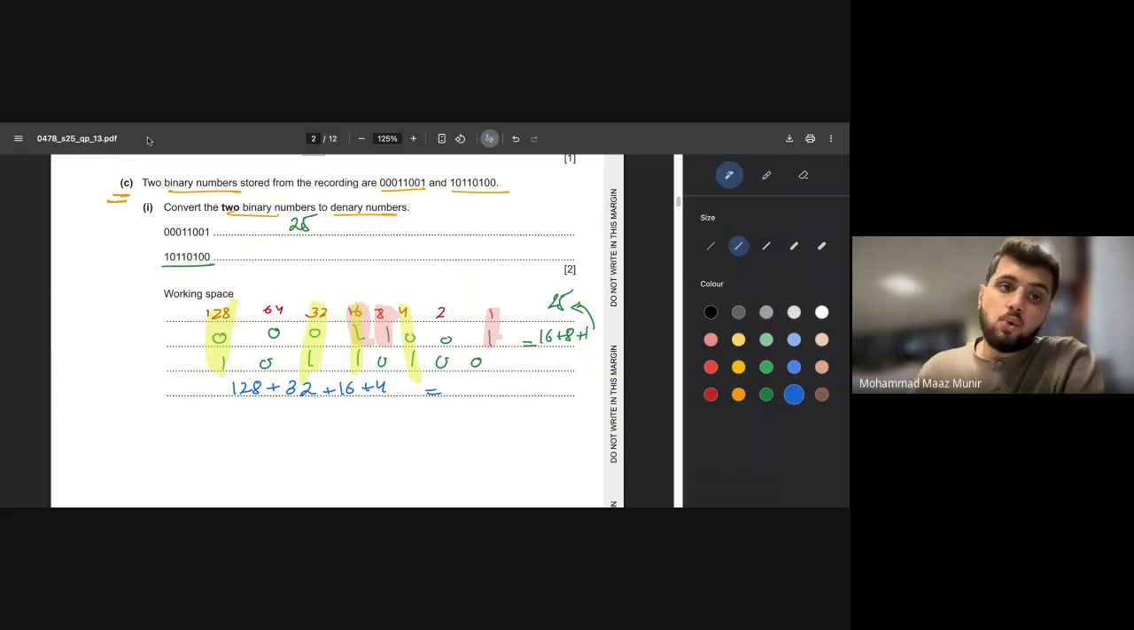Now, time to do mental maths. 16 plus 4 is 20. 128 plus 32, दो इधर गया, 130, 160. And 160 plus 20 is what? 180. So you'll just be writing 180 up here. And we're getting 25 and 180, these are the answers to this question.